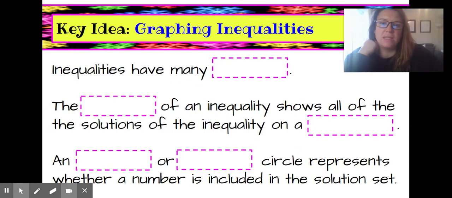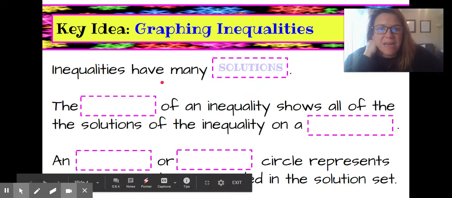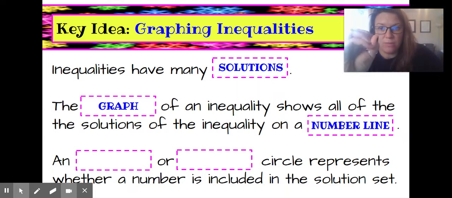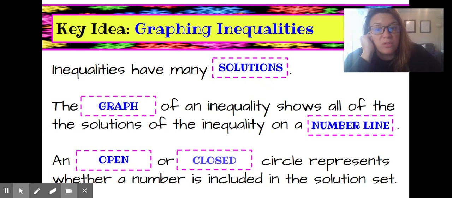So let's look at graphing them. Inequalities have many solutions. The solution is just the answer, whatever we can put in for x. The graph of an inequality shows all of the solutions on a number line. So if I was graphing the answer to an equation, I would just have one point, right? X equals 4, I would have a point on the 4 on a number line. But for inequalities, we have to shade in multiple numbers.